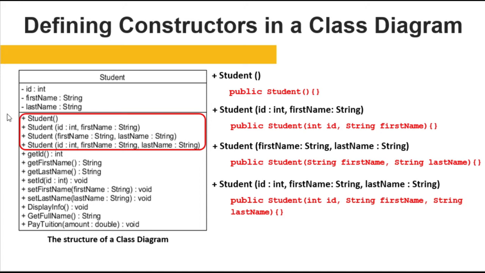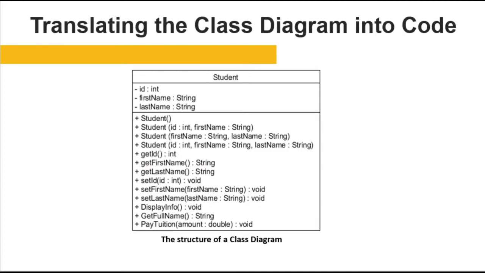So, constructors should come first, even your overloaded constructors, before writing down all your getters and setters, including your actual operations and methods. Now, let me show you a demo on how to translate the given class diagram for the student class into its actual Java code.